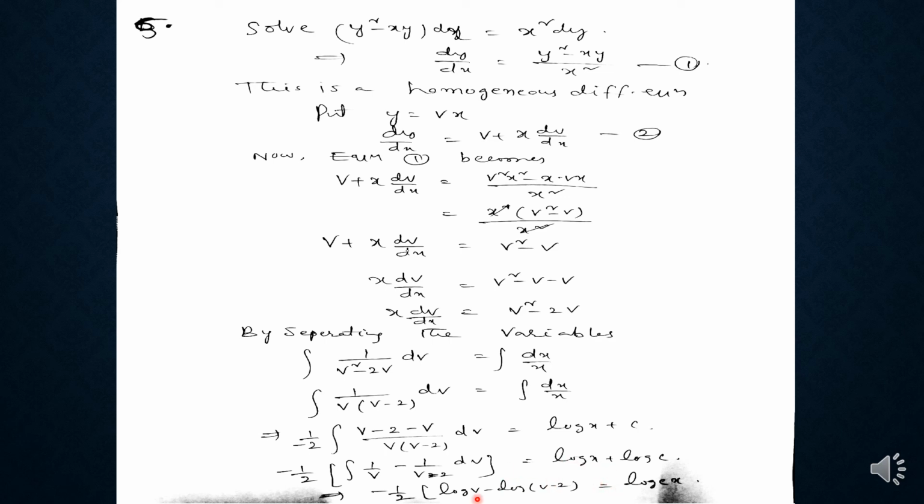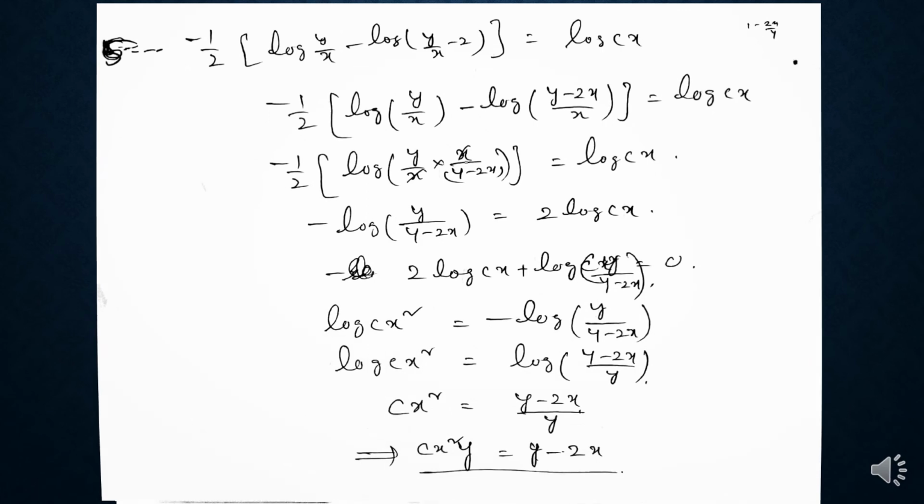This can be written as log cx. −1/2 [log v − log(v − 2)] = log cx. Now substitute v = y/x. −1/2 [log(y/x) − log(y/x − 2)] = log cx, so −1/2 [log(y/x) − log((y − 2x)/x)] = log cx, that is −1/2 log((y/x)·(x/(y − 2x))) = log cx, so −1/2 log(y/(y − 2x)) = log cx.